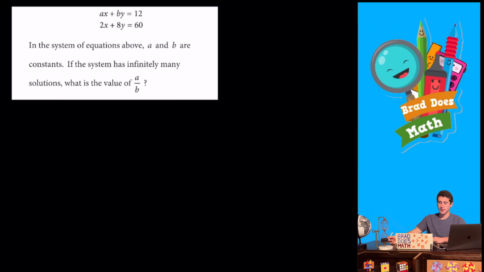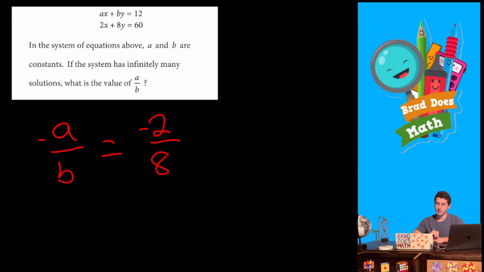All right. In the system of equations above, we have infinitely many solutions. So same deal, let's find the slopes and say they're equal. The slope of the top line, a over b, flip the sign, put a negative somewhere. Slope of the bottom line, 2 over 8, flip the sign, put a negative somewhere, and say they're equal. Negatives cancel.